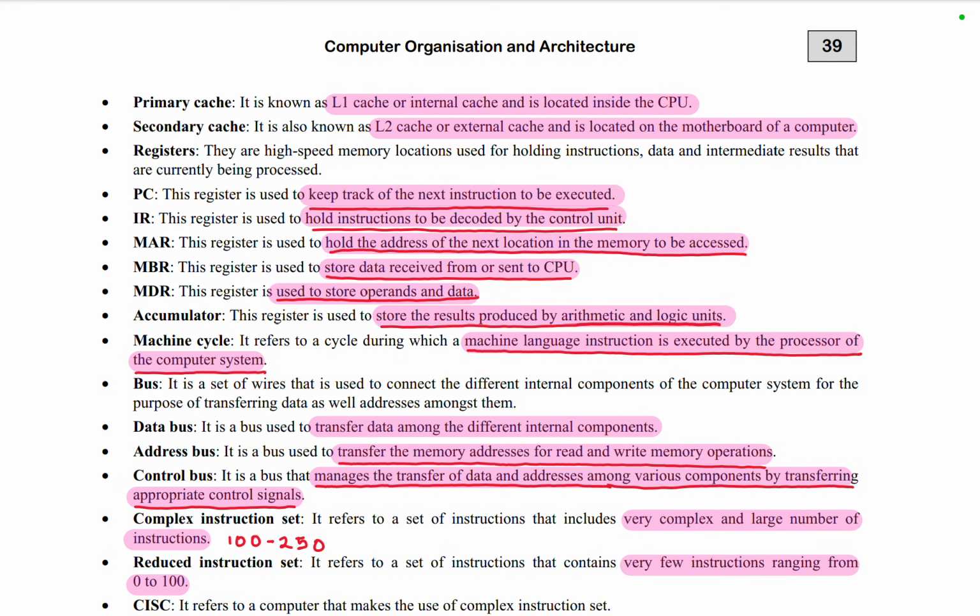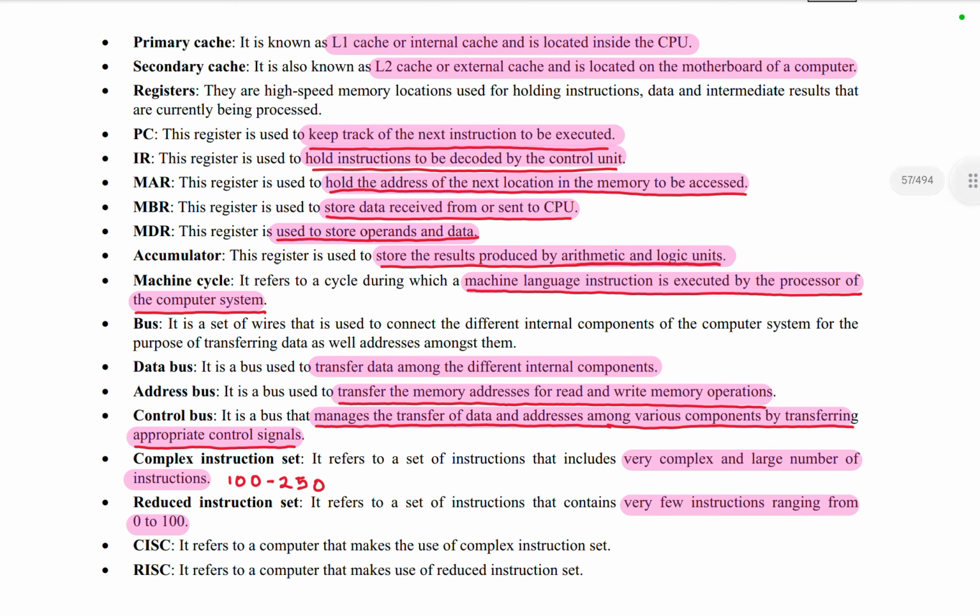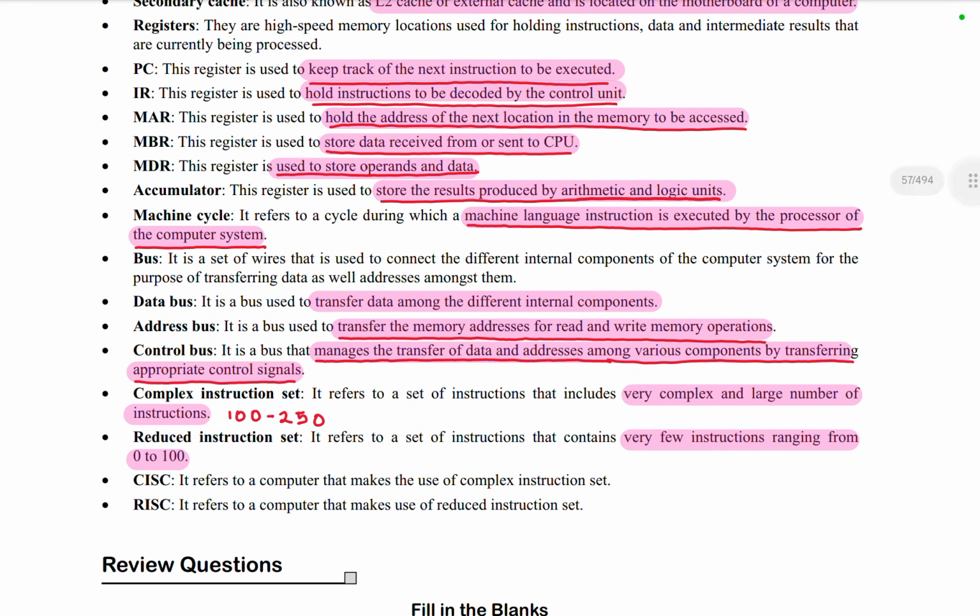PC keeps track of the next instruction to be executed. IR holds the instruction to be decoded by the control unit. MAR holds the address of the next location in the memory to be accessed. MBR stores data received from or sent to the CPU.